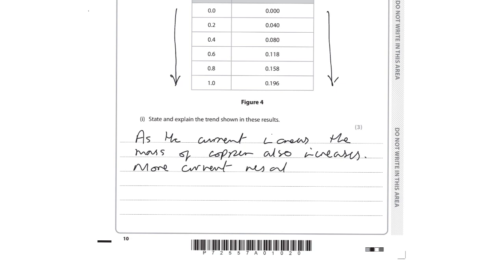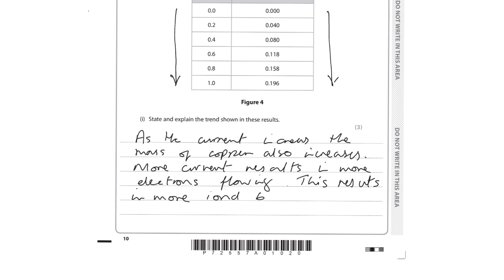So more current results in more electrons flowing. This results in more ions being reduced at the electrode. And I think that there are some different ways that you could say that, but that's probably the best way to get those marks.